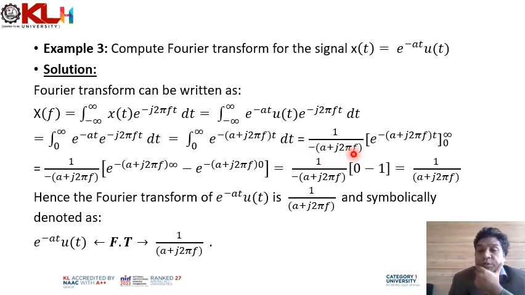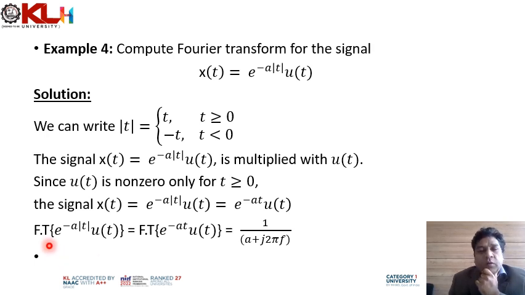Now we have to substitute the limits infinity and 0. So we are going to get the first limit as e^(-infinity), which will be 0. And if you apply the lower limit, which is 0, you will get e^0. e^0 will be 1. So the final answer will be 1 by (a + j2πf). Therefore, the Fourier transform of e^(-at) u(t) is simply 1 by (a + j2πf).